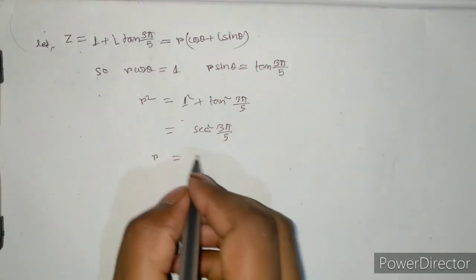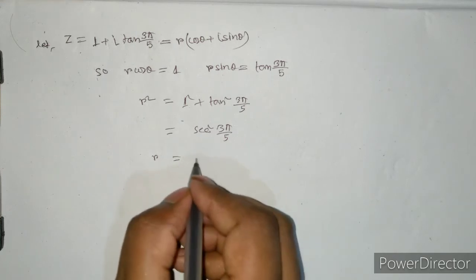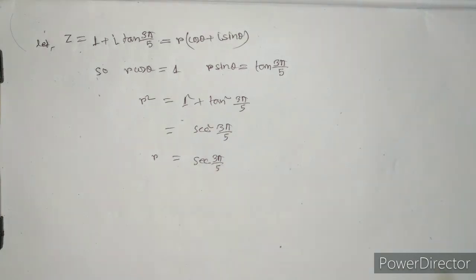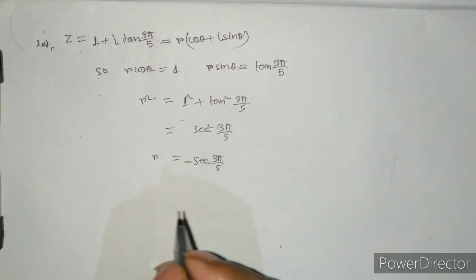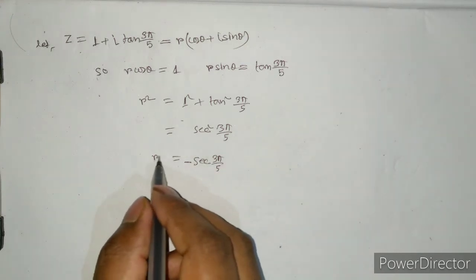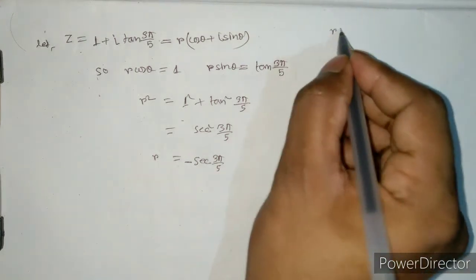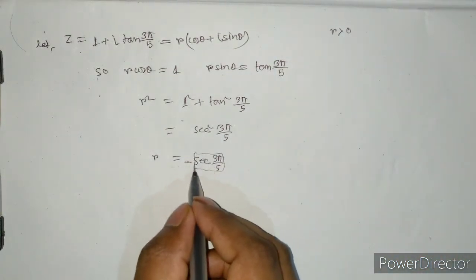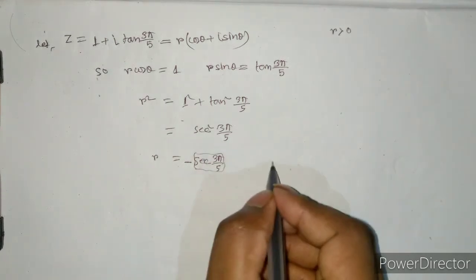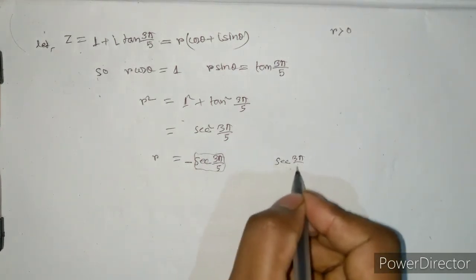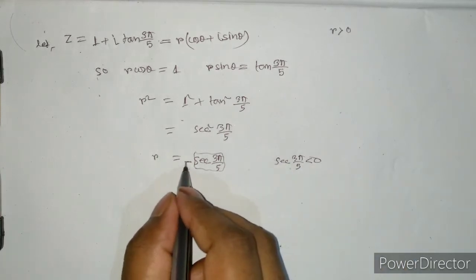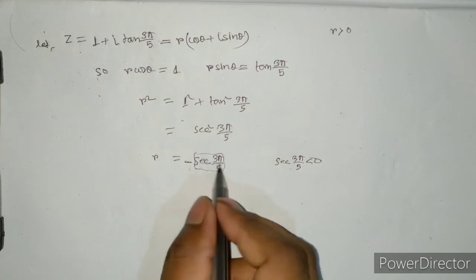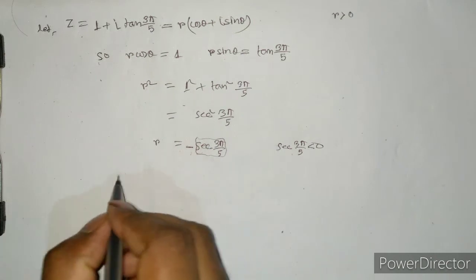what will be the value of r, plus sec 3 pi by 5 or minus sec 3 pi by 5? It will be minus sec 3 pi by 5. Why? Because we know that r is a distance and r is always greater than 0, and we see that sec 3 pi by 5 is negative, less than 0. So r equals minus sec 3 pi by 5, that is minus, and this is a minus value, so it will be a positive value.